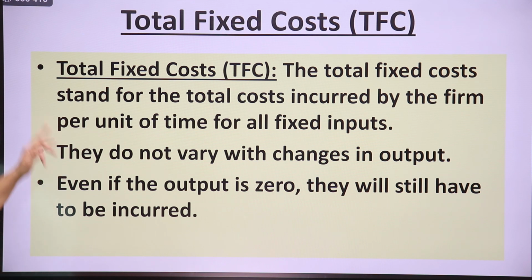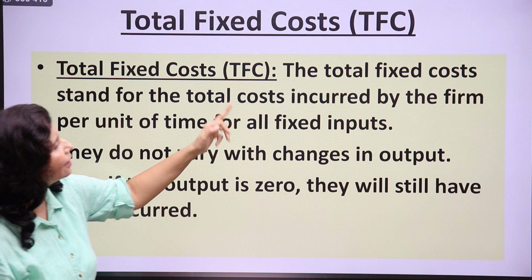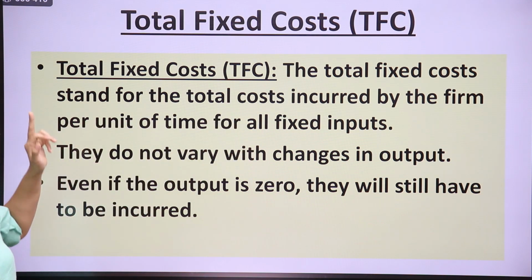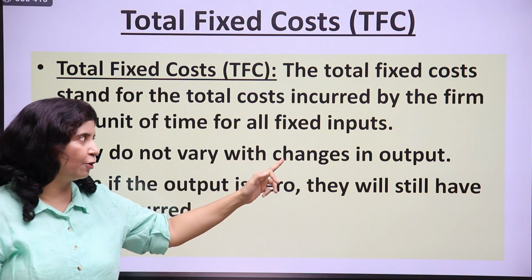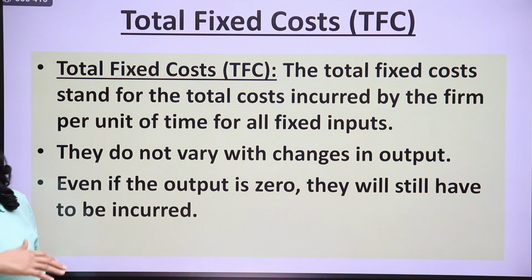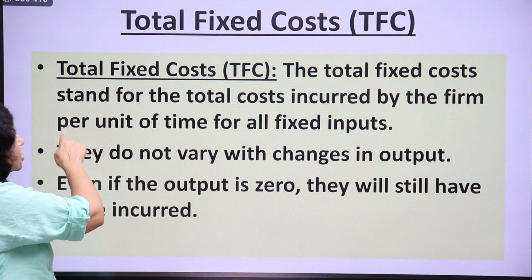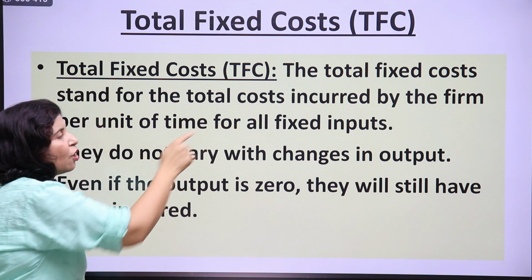Then total fixed cost. The total fixed cost stands for the total cost incurred by the firm per unit of time for all fixed inputs. When you purchase any machine, it is used for at least 10 to 20 years. So up till 20 years, you will use that machine, and that's why it is recorded as per unit of time for all fixed inputs.